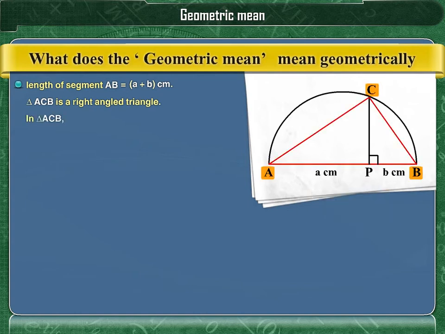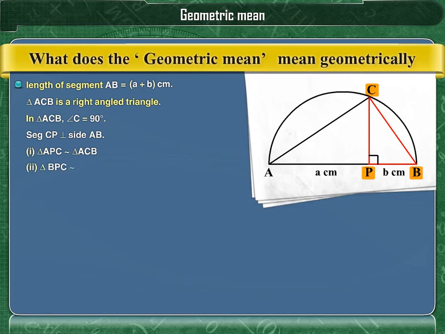In triangle ACB, angle C is 90 degrees. Segment CP is perpendicular to hypotenuse AB. Name the similar triangles in this figure. By the property of similarity in right-angled triangles, triangle APC is similar to triangle ACB.